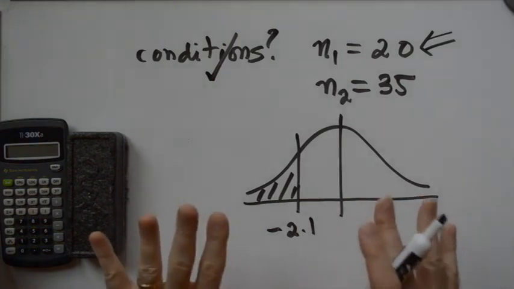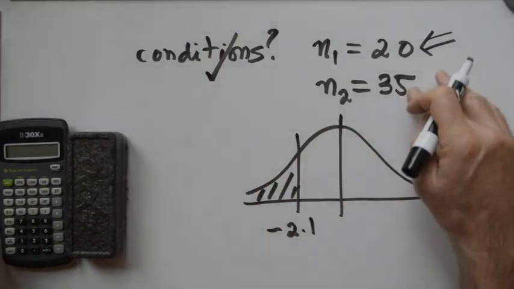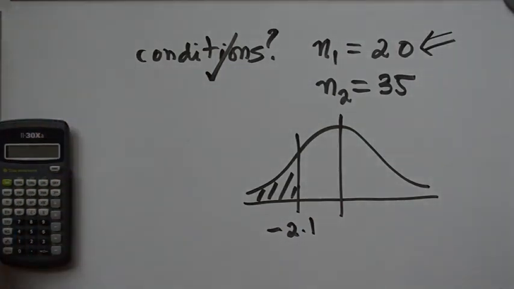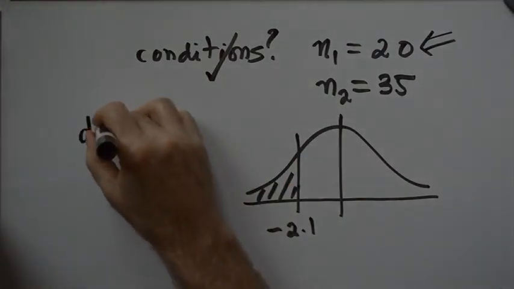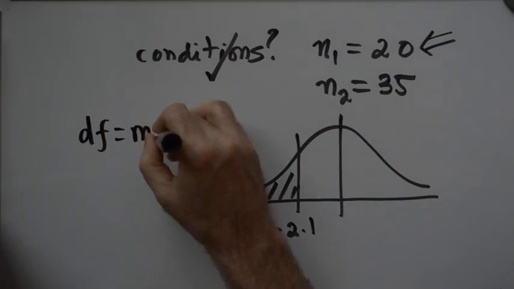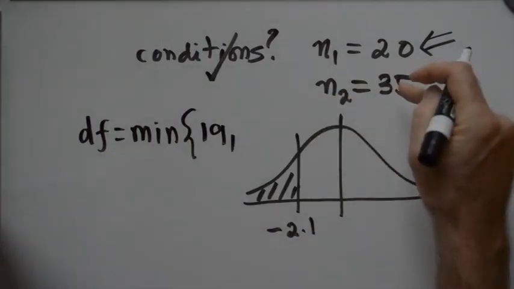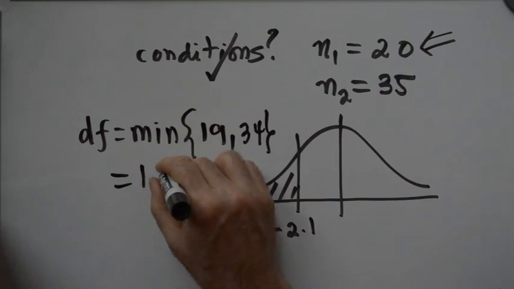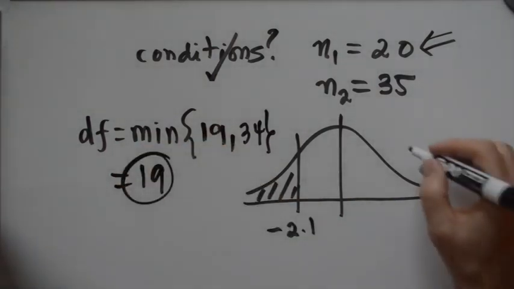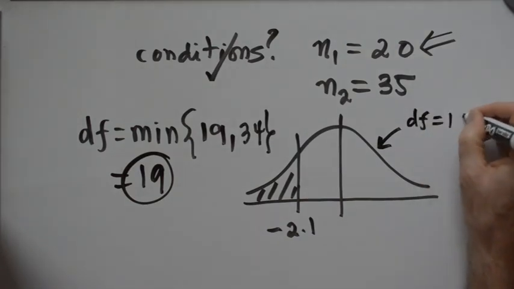Okay. Now, all that's left to do is we have to figure out what is the t-curve that underlies this. And really, that's just a question about the degrees of freedom. So when we do our degrees of freedom calculation in this case, all we have to do is compare two things. We want to look at the minimum of this sample size minus 1 and this sample size minus 1. And when you compare those two, you'll see that the minimum is 19. So this is going to be a t-distribution with 19 degrees of freedom.